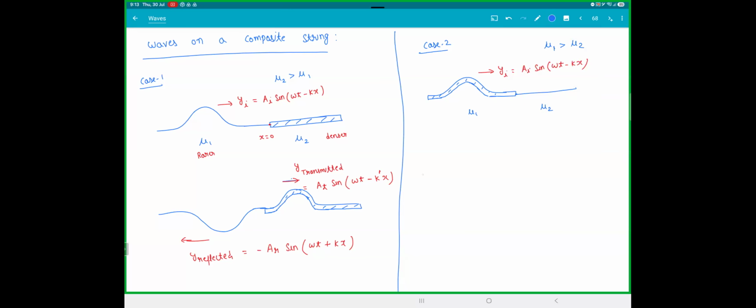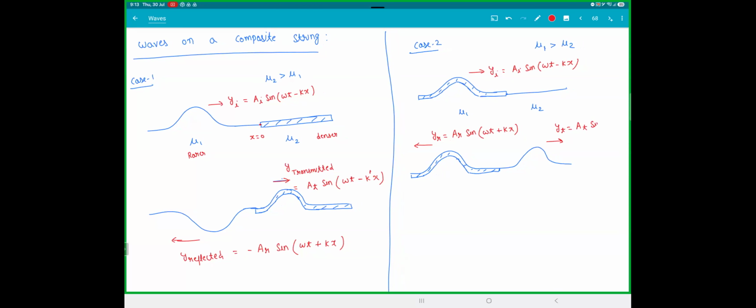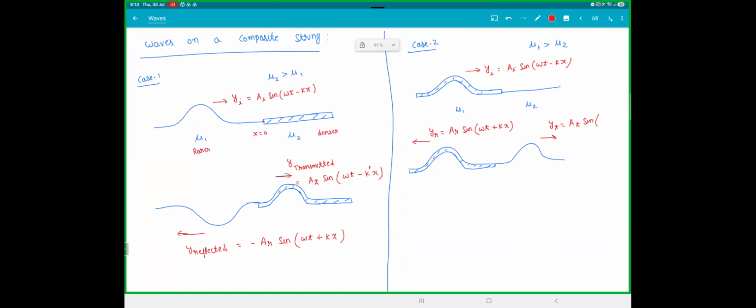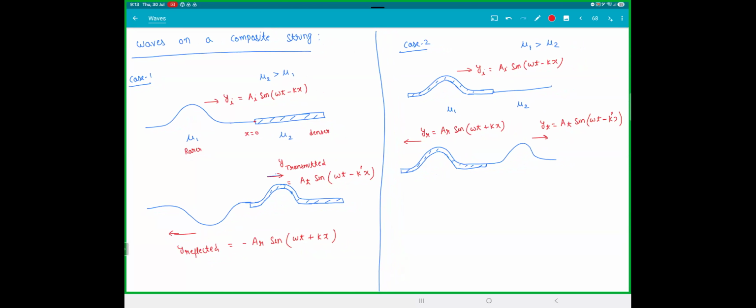After hitting this bump, you will get a reflected wave and a transmitted wave. You always get two waves. This will be y reflected, which will be A reflected sine omega t, frequency will remain the same, plus kx because it is going backward. This will become y transmitted, which will be A transmitted sine omega t minus k dash x. K will not remain the same.